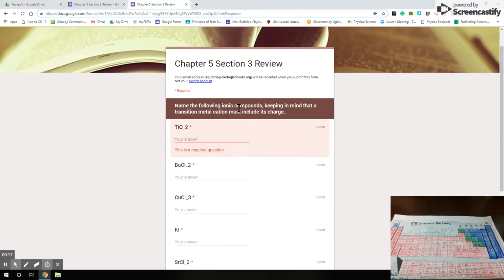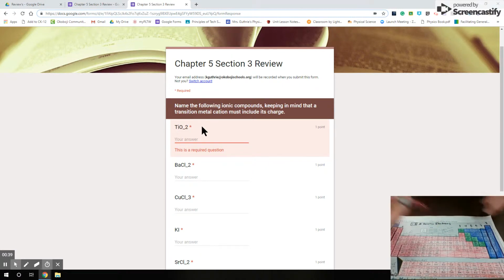Notice the top says name the following ionic compounds, keeping in mind that a transition metal cation must include its charge. So, the first one we're going to look at, Ti, and we know that means titanium. We're going to find titanium on your periodic table. Number 22, if you can see here, I'm pointing to it. Number 22 on your periodic table falls within the transition elements.